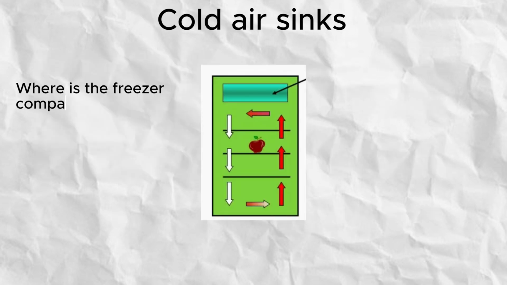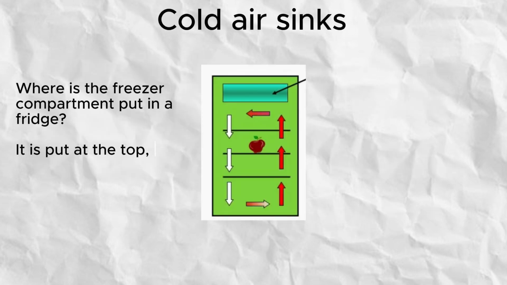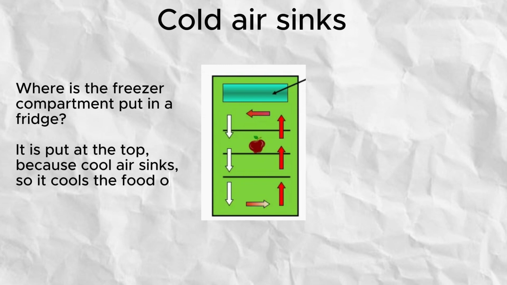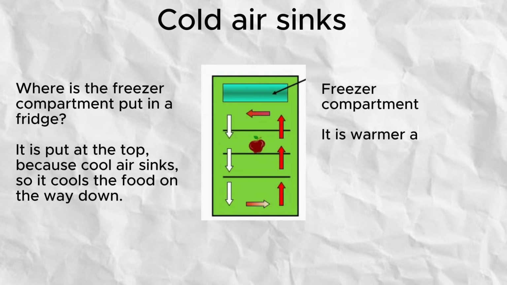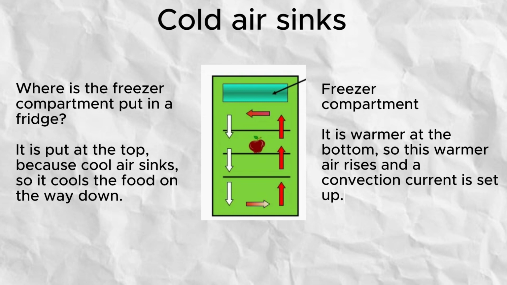Where is the freezer compartment put in a fridge? It is put at the top because cool air sinks, so it cools the food on the way down. It is warmer at the bottom, so this warmer air rises and a convection current is set up.